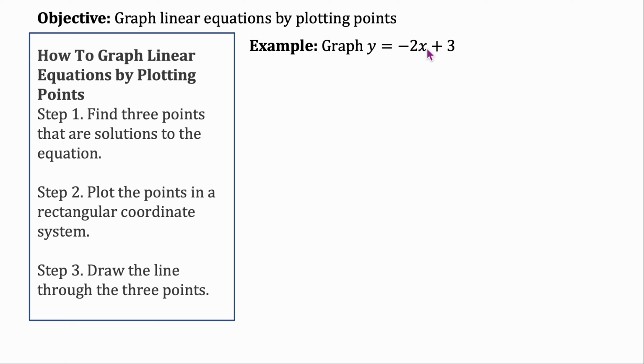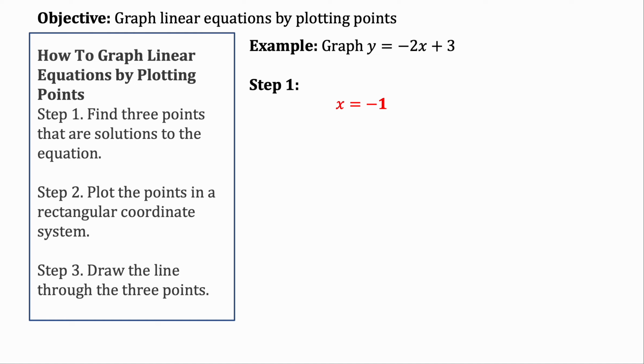I kind of will look at the slope here. If it's a whole number or an integer, I will usually just plug in +1, -1, and 0. If it might be fractional, I might use that denominator to help me. This one is an integer, so I'm going to plug in +1, -1, and 0.